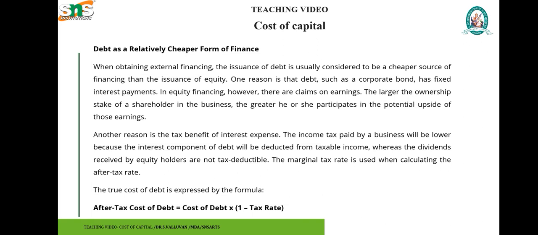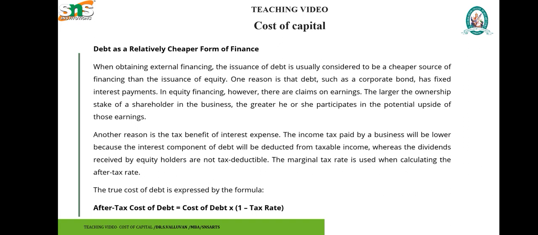Debt is a relatively cheaper form of finance. When obtaining external financing, the issuance of debt is usually considered to be a cheaper source of financing than the issuance of equity. One reason is that debt, such as a corporate bond, has fixed interest payments. In equity financing, however, there are claims on earnings. The larger the ownership stake of a shareholder in the business, the greater he or she participates in the potential upside of those earnings. Another reason is the tax benefit of interest expense.